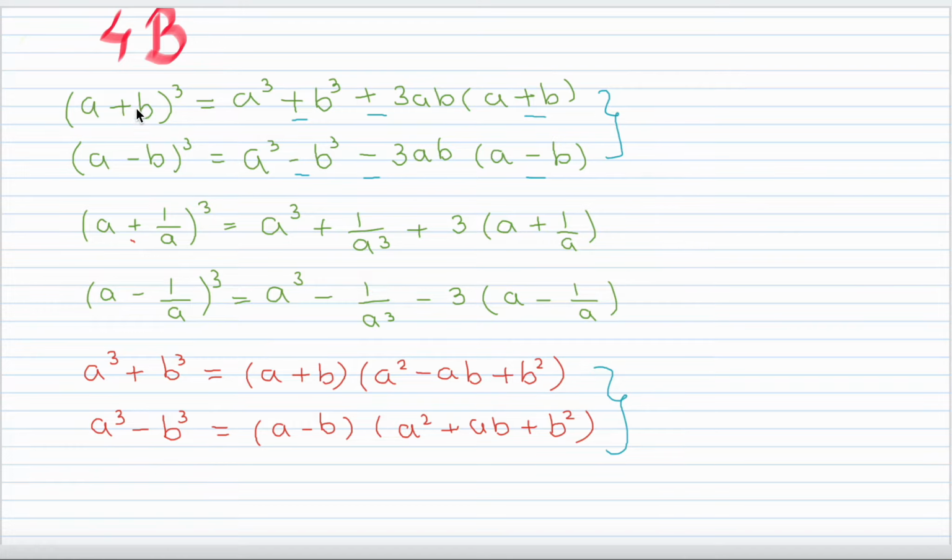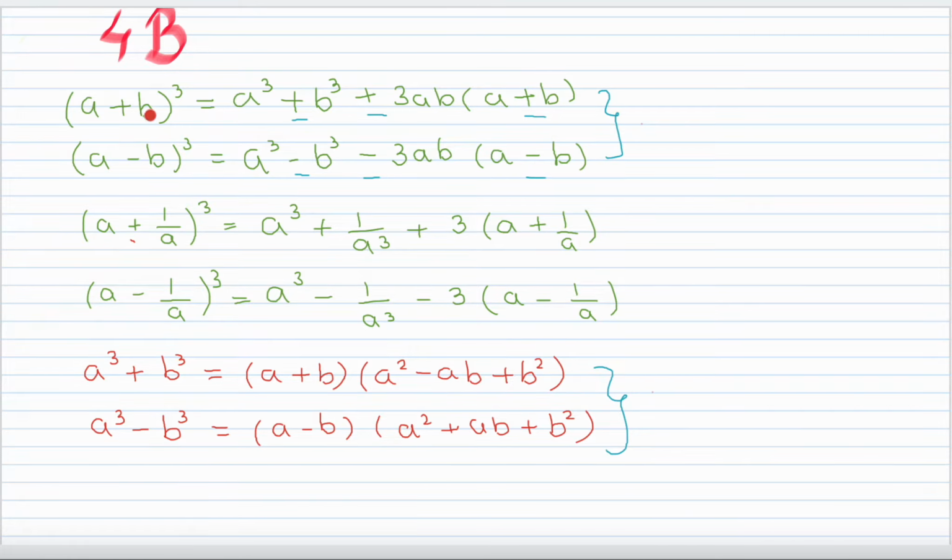Here we are having positive sign, so you have to write all positive signs when you expand it, okay? And when you have negative sign, you have to write all negative signs when you expand it, okay? Same here, okay? Where is the difference? And these two formulas are very different. This formula and this formula, these two formulas are different.